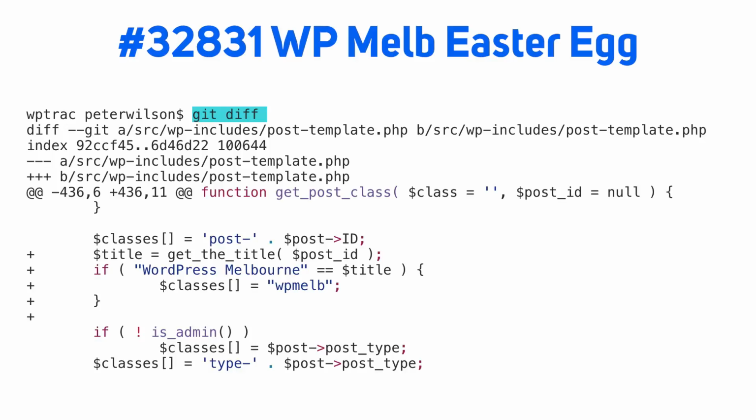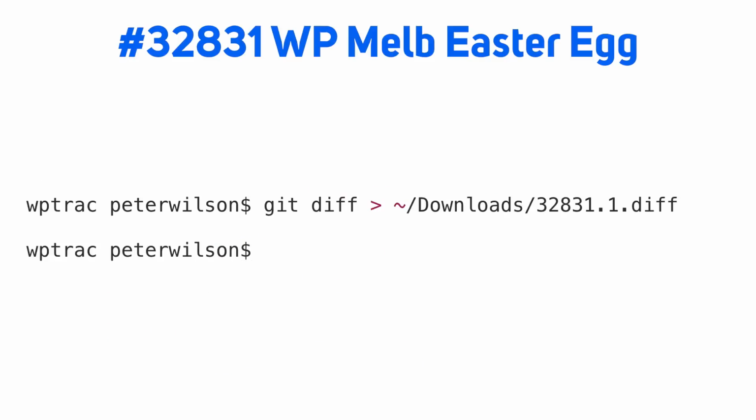So the next step is to actually generate the file, and the command is very similar. Again, we run git diff, we're outputting it to a file, and I tend to save them in my downloads directory because I sort of keep that as a trashy junk files. You could put it on your desktop, you could put it anywhere.